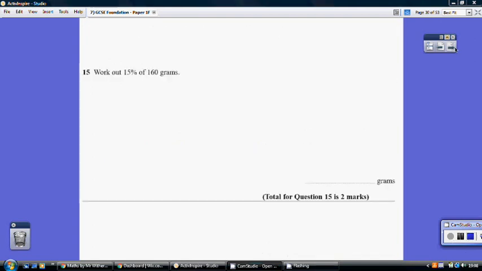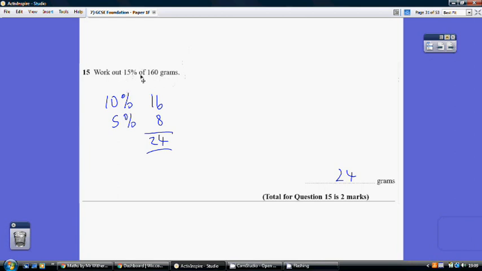Question 15. Now, to work out a percentage on a non-calculator paper, it's a good idea to start off with 10%, which is a tenth. So to work out 10%, you divide by 10. 160 divided by 10 is 16. So if 10% is 16, well, 5% is half of 10%, so that must be half of the 16, which is 8. Now 10% add 5% is 15%, so 15% is going to be the 16 added to the 8, which is 24.